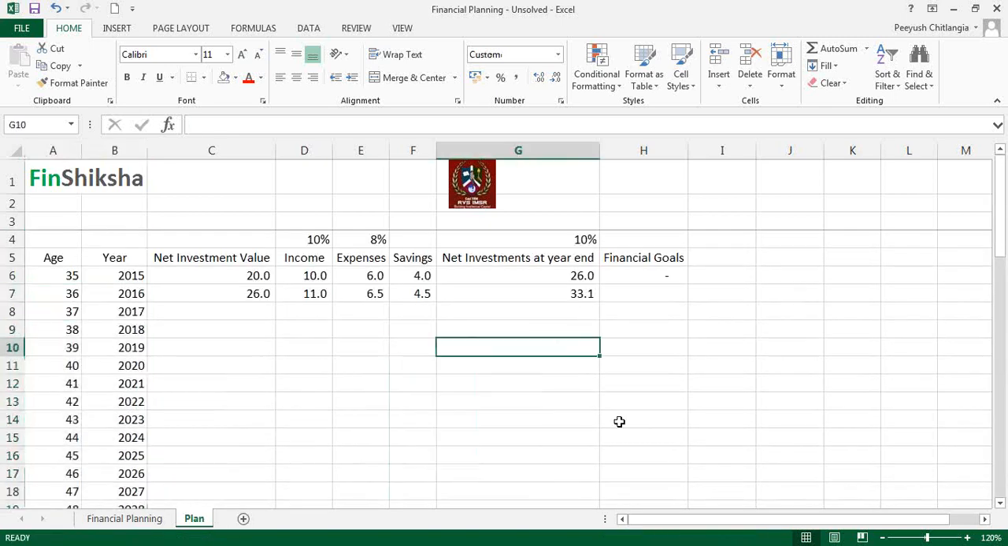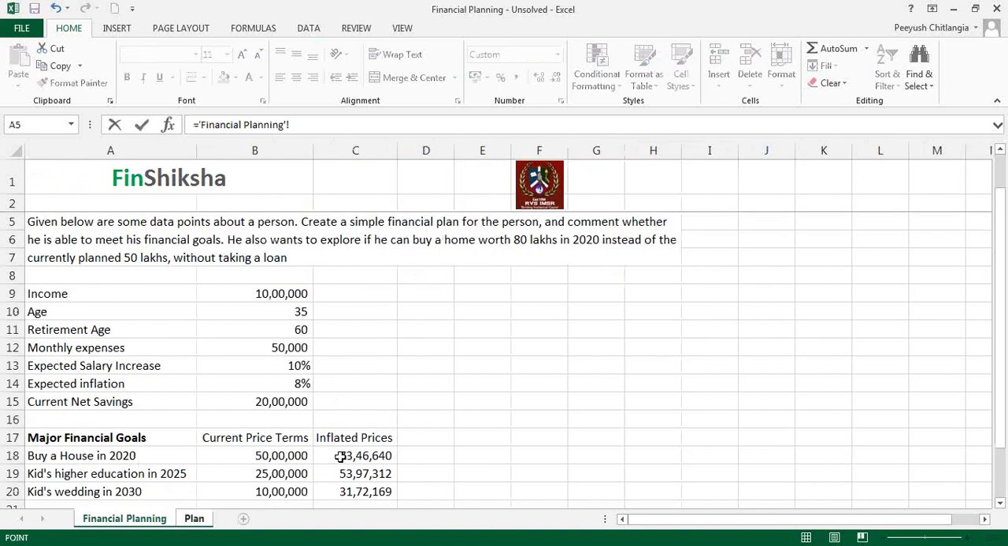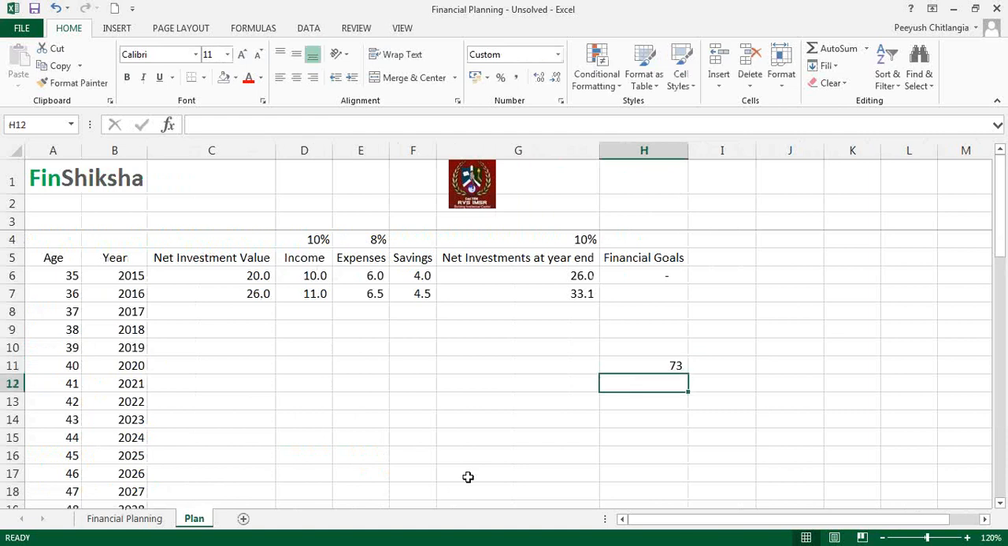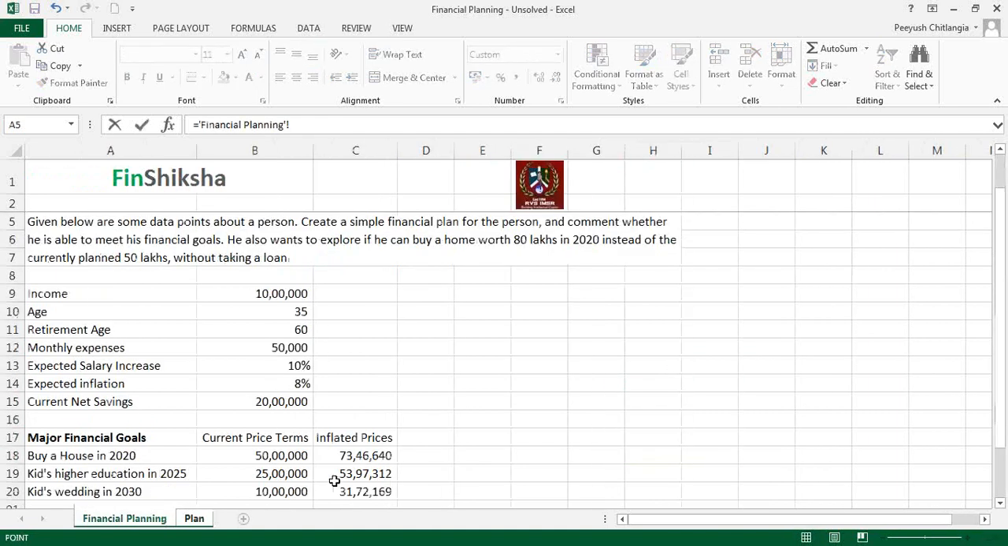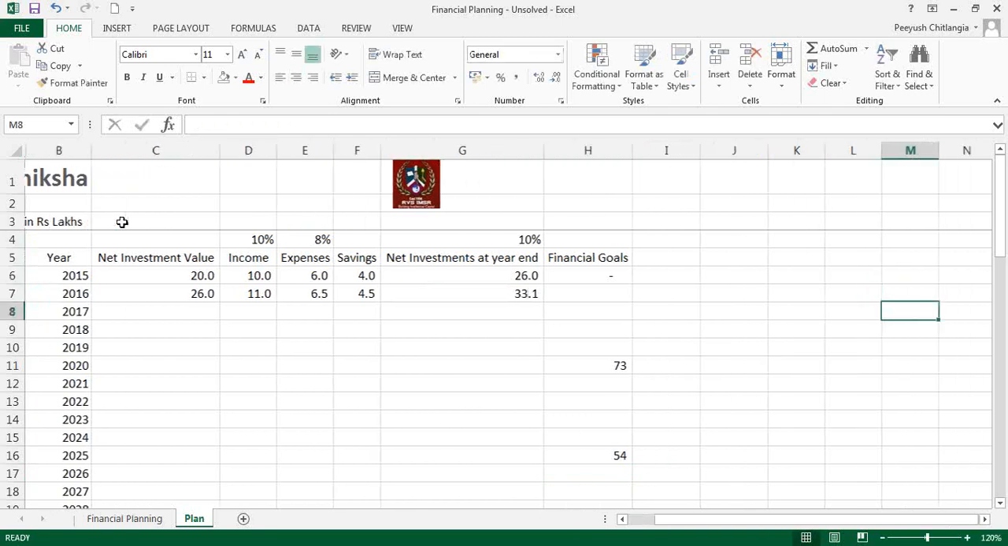That is done. Now in 2020, there is an outflow of 50, not exactly 50, but I can link it here to 73 lakhs divided by 10 raised to 5. So 73 is the outflow. In 2025, the outflow is 53 divided by 10 raised to 5. Why am I dividing it by 10 raised to the power 5? To convert it to lakhs. Remember, all values are in rupees lakhs. Correct? So that's what we have done.